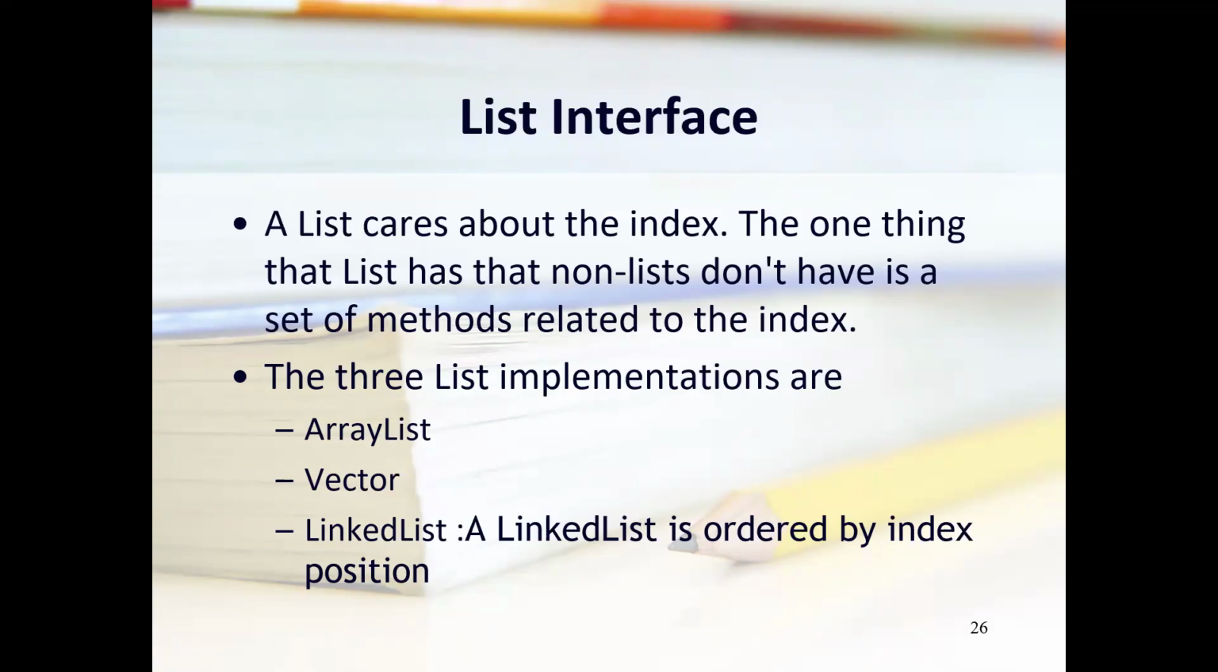There are three list implementations: ArrayList, Vector, and LinkedList. Compared to an array, a list has a set of methods related to the index. Now, when it comes to array versus ArrayList, I'll give you one minute to find out and tell me what the main difference is between an array and an ArrayList.